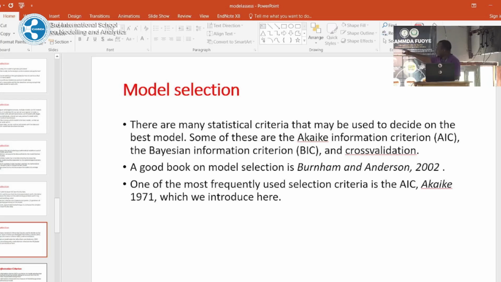And one of the most frequently used selection criteria is the AIC, which was developed by Akaike. Akaike is the name of somebody, which we introduce here.